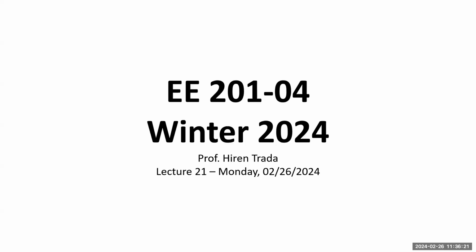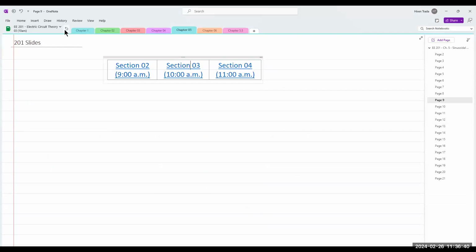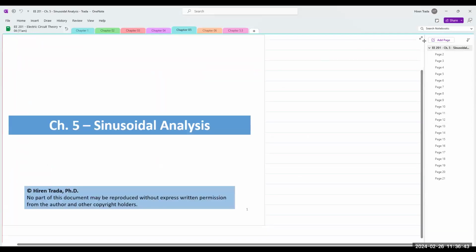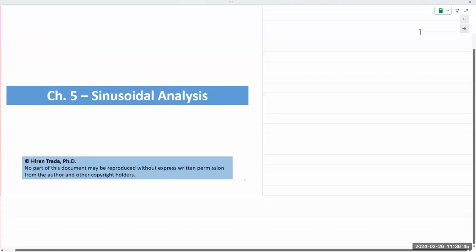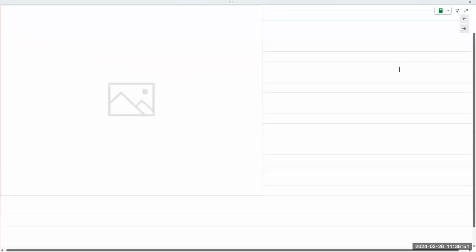Okay, today we begin chapter 5, AC analysis. It's one of my favorite chapters, especially the math. One note: I've titled this chapter sinusoidal analysis because we mostly deal with sinusoids. Also, it's the name of the chapter in the book that I use.